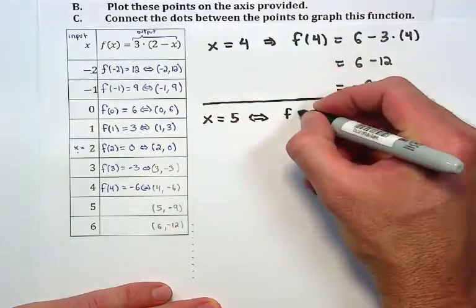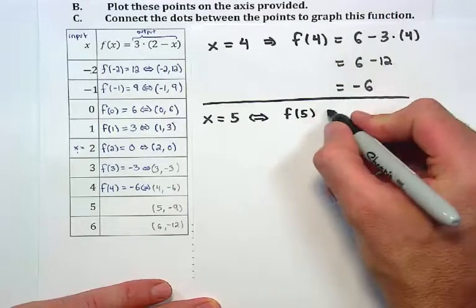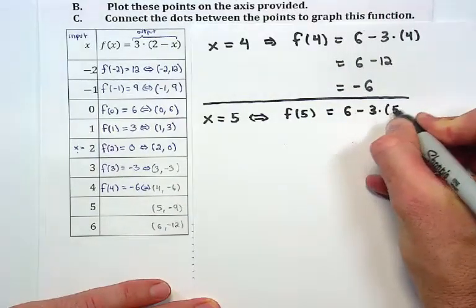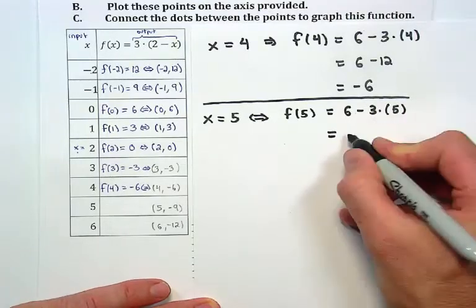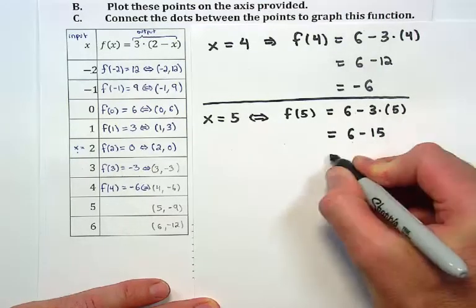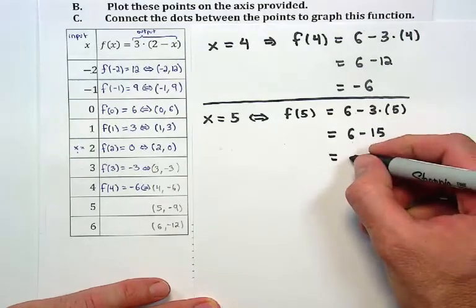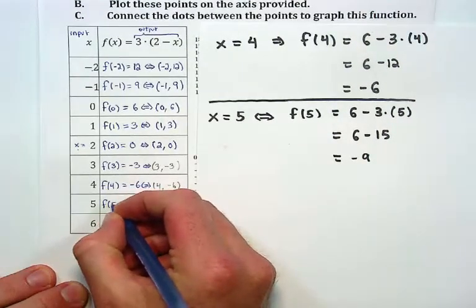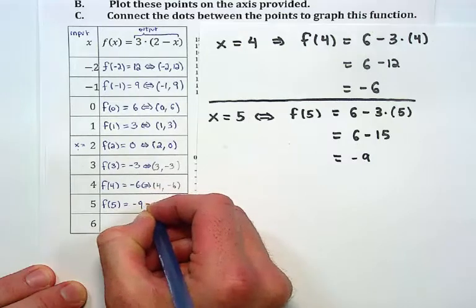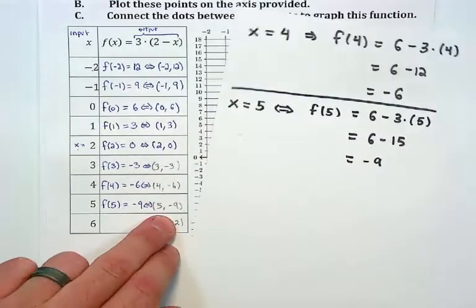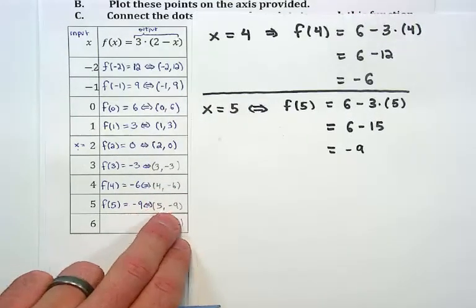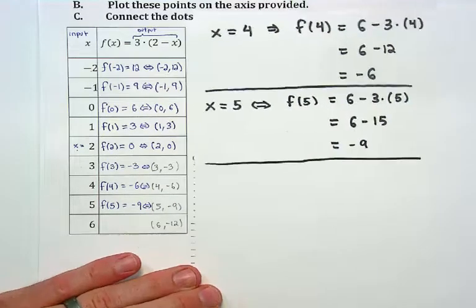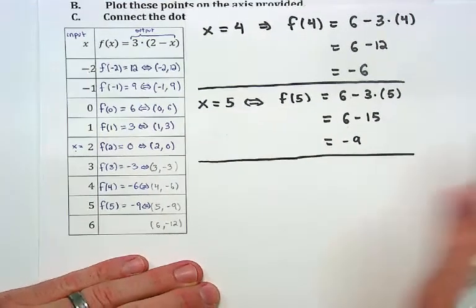Second to last one, we look at f of 5. Everywhere we see an x, we evaluate that value at 5. We know that 3 times 5 is 15. 6 minus 15 is indeed -9, meaning that f of 5 is -9. This is exactly what we guessed in our ordered pair. The input 5 correlates with the output -9. And we've reached the end of this very painful process.